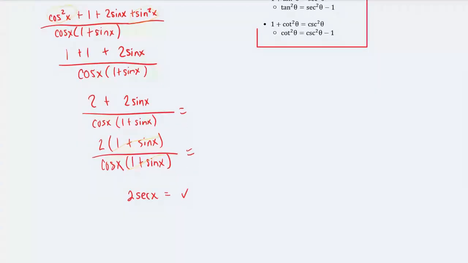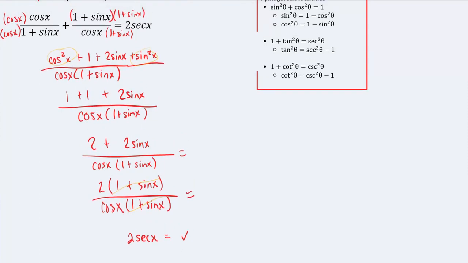Okay, so I just proved my first trigonometric proof. We got the left-hand side to be equivalent to the right-hand side, which was 2 secant of x.